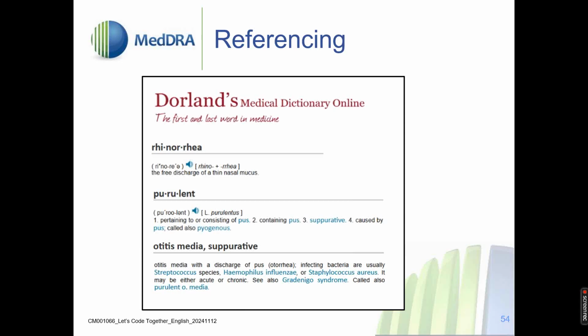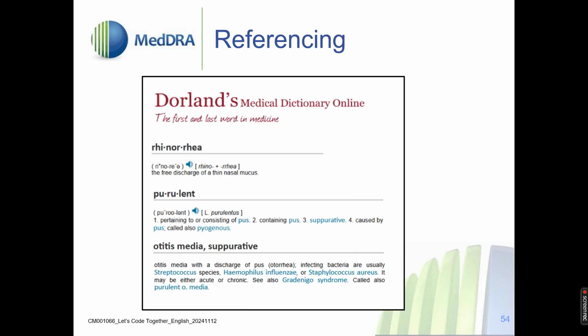Dorland's is our go-to medical dictionary, although there are others that you may choose. Rhinorrhea is the free discharge of a thin nasal mucus, just nasal mucus, but discharging freely. So there's more of it than you would expect. We haven't been told that, but the fact there's discharge is telling us there is mucus coming. Purulent means pertaining to or consisting of pus. Another word for this is suppurative, caused by pus. Another synonym may be pyogenic, pus forming.